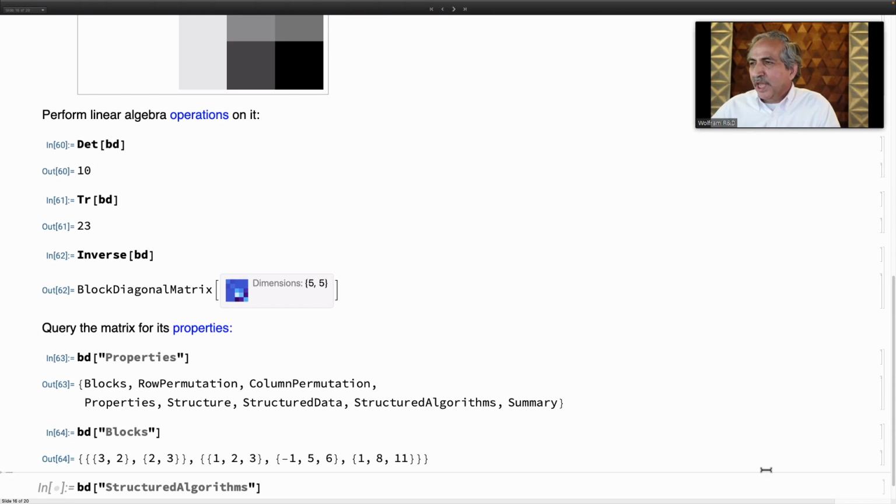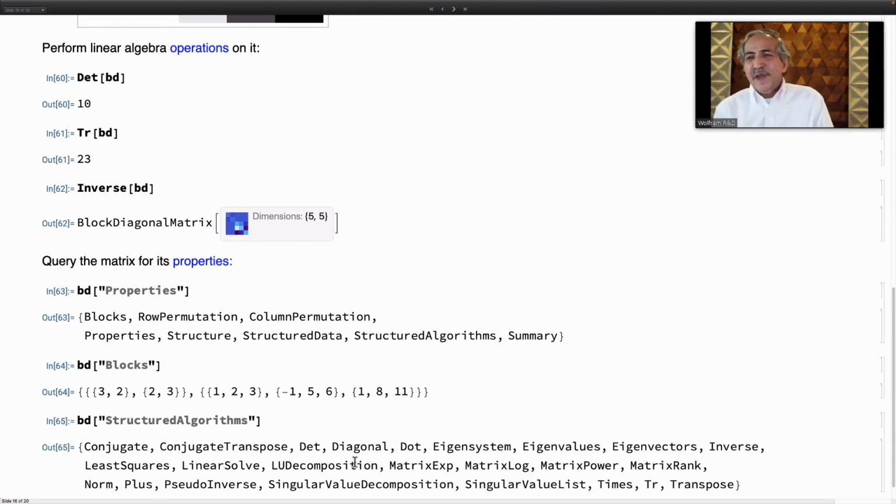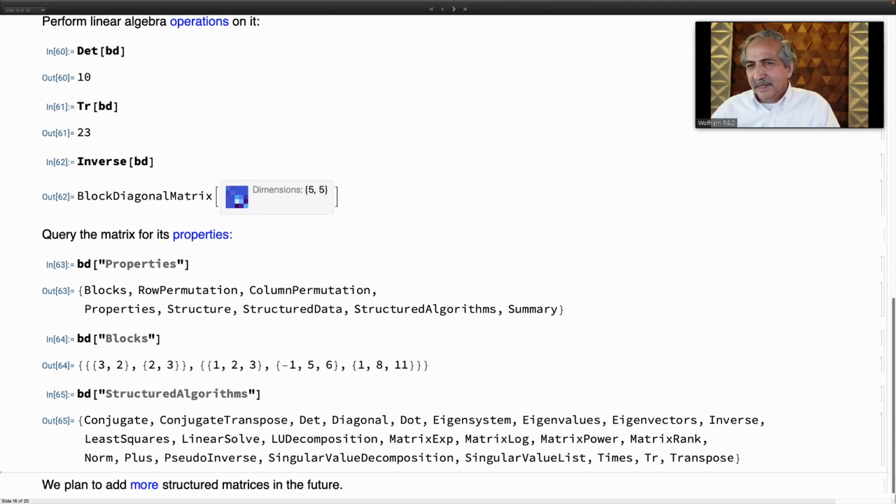Then you can ask it, okay, what are you good for? And it'll tell you, I'm good for so many functions. So each of these matrices have been optimized for a very large number of linear algebra functions. And the point is, now you have a kind of structure which is recognized by the whole system and makes things really easy. So you might get like 100-fold speed up for anything over here. Okay, so our plans are to add more structured matrices in the near future.